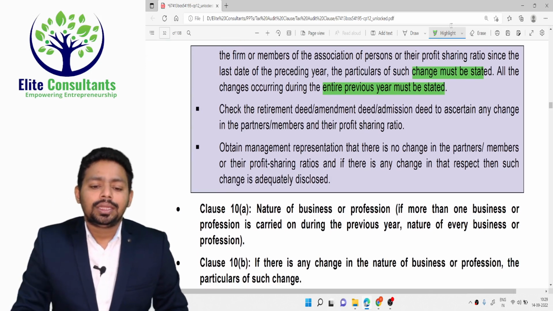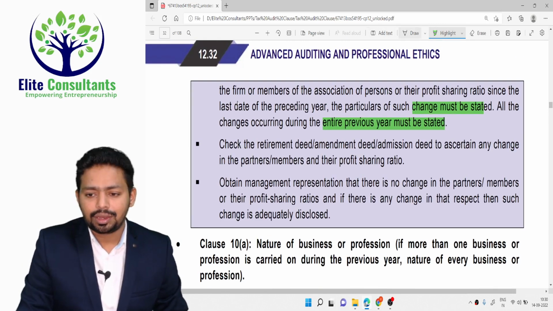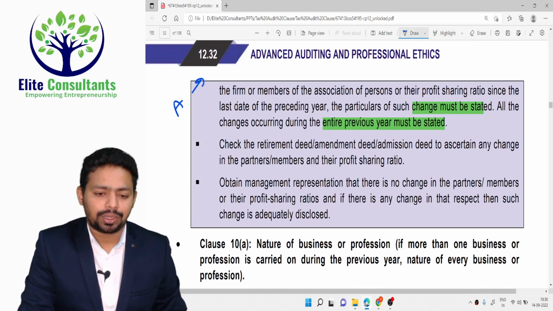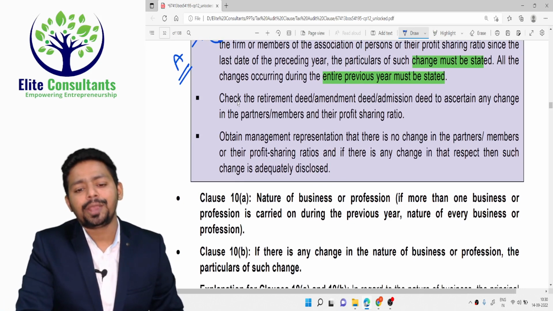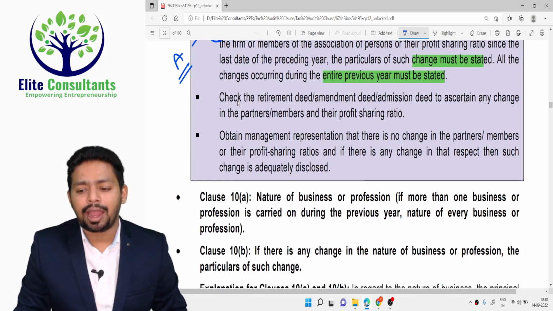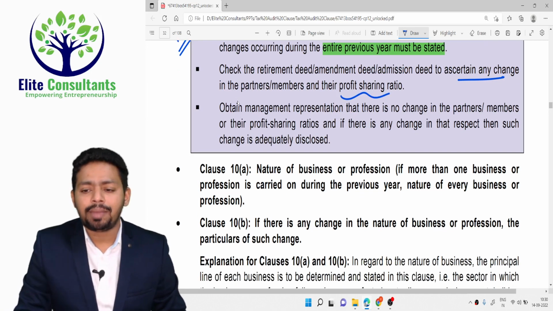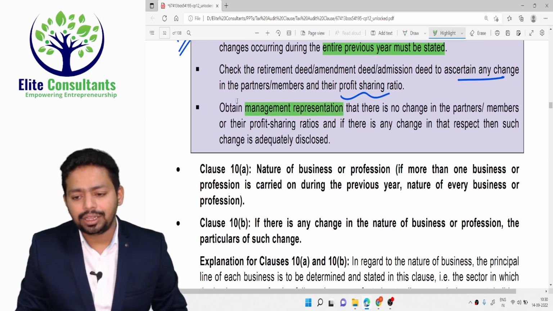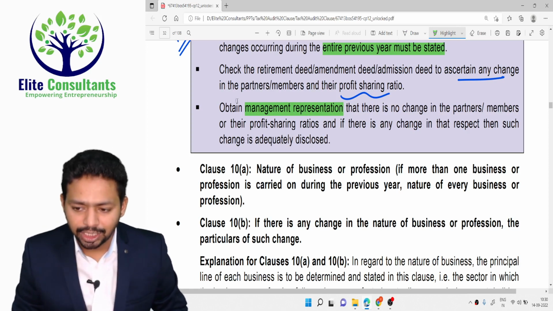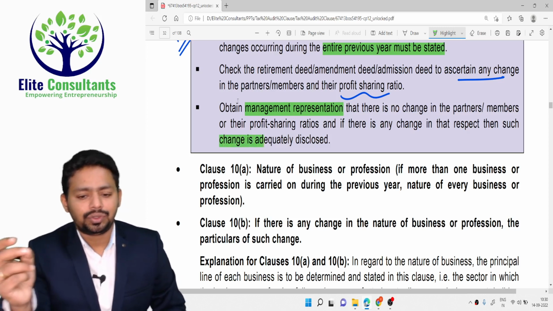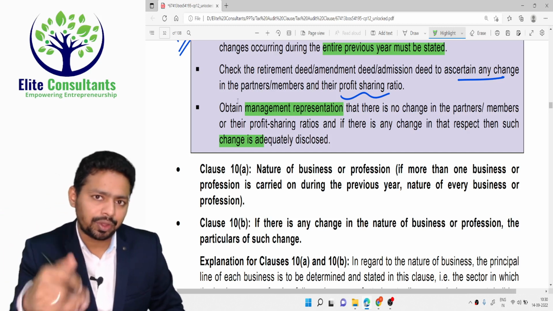Okay. All the changes. What they are saying is, if in April you have made a change, and again after 6 months, in September, you have made a change, then the first change as well as the second change, all the changes you have to mention. Check the retirement deed, amendment deed, admission deed to ascertain the change in the partners and the profit sharing ratio. Obtain management representation, MR, that there is no change in the partners or members and their profit sharing ratio. And if there is any change in that respect, then check that the change is adequately disclosed in ITR as well as in your Form 3CD.